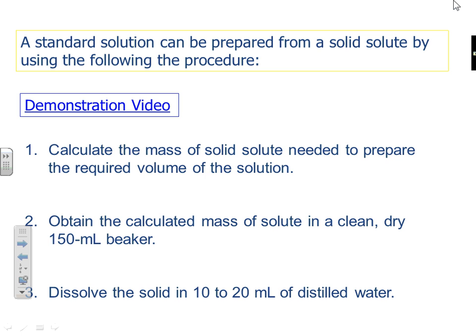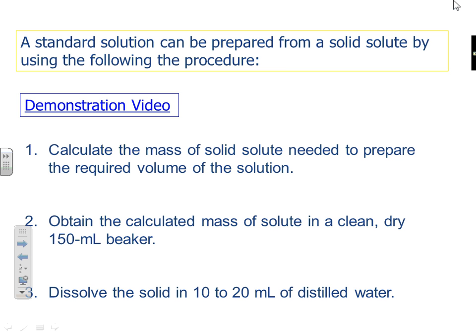Obtain the calculated mass in a clean, dry beaker. We're going to weigh it on some weigh paper. So I'm going to show you how to fold the weigh paper properly and how to get it on the weigh paper. You'll then transfer it to a clean, dry 150 milliliter beaker.